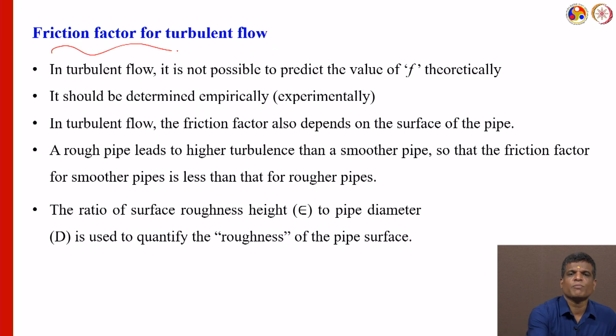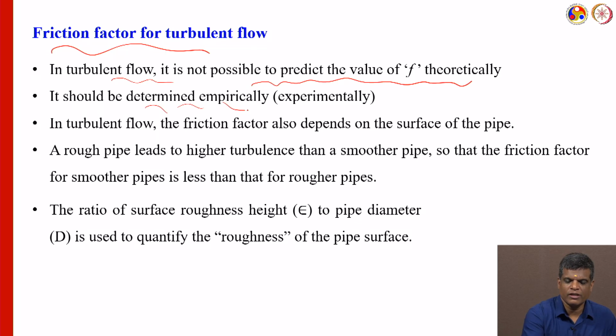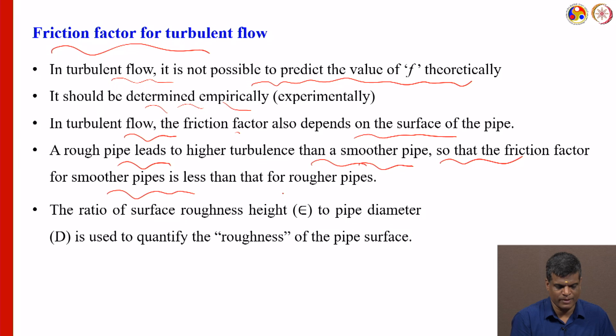Next, the friction factor for turbulent flow. Normally for turbulent flow it is not possible to predict the value of F theoretically. We have to do some experiments, and only then can we check it. In turbulent flow, the friction factor also depends on the surface of the pipe. For example, a rough pipe leads to higher turbulence than a smoother pipe. The smoother pipe sometimes gives laminar flow, but the rough pipe always leads to higher turbulence, so the friction factor for a smoother pipe is less than for a rougher pipe.